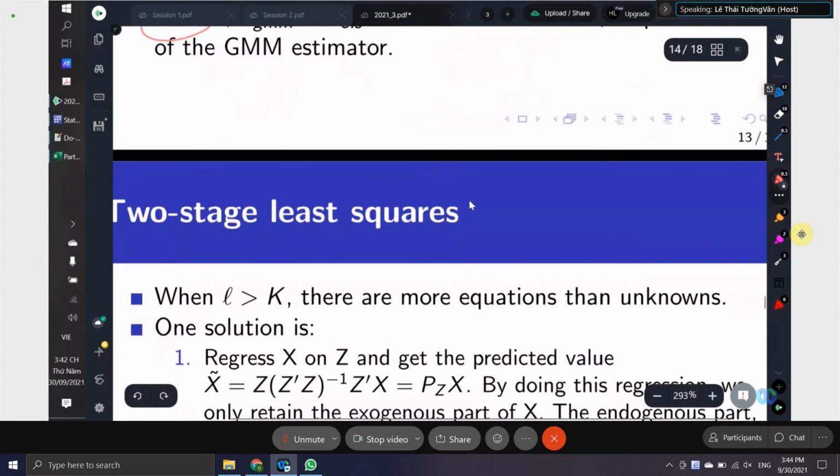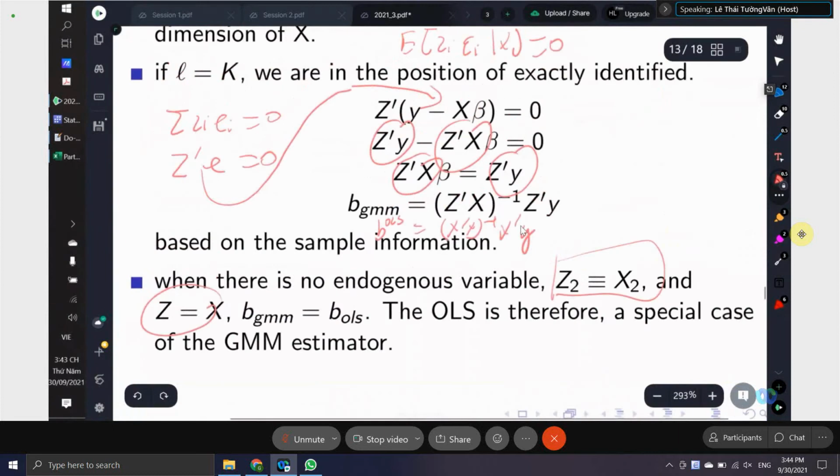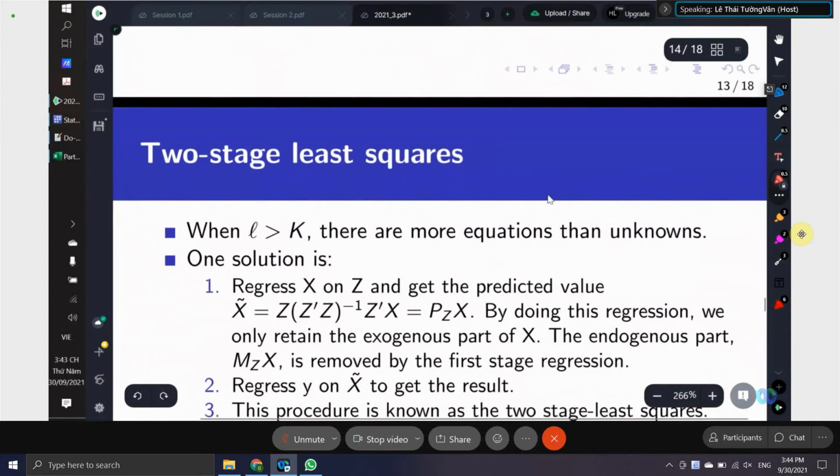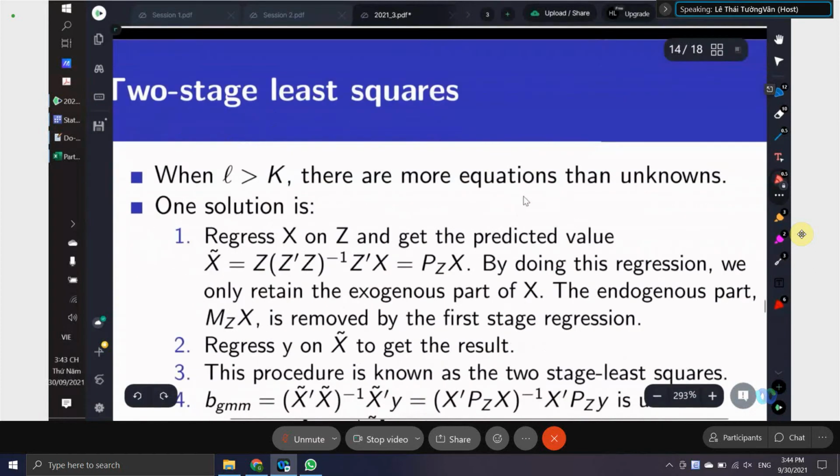That is still very abstract, because come on, you have the Z, and where do you find the Z, and how can you form these variables? This is the theory. In practice, it would be much more straightforward. So when L is larger than K, there are more equations than unknowns.